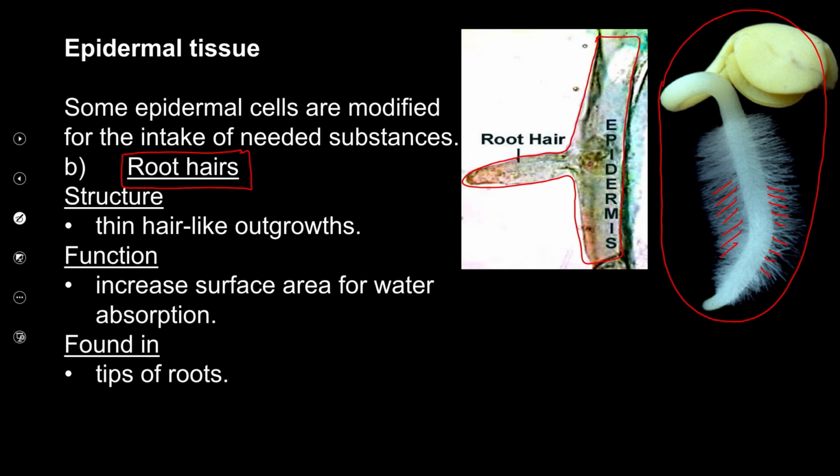And the outgrowth is where water can be absorbed. And the root hair increases the surface area so that there is more space for the plant to take in water. And this is obviously found in roots.